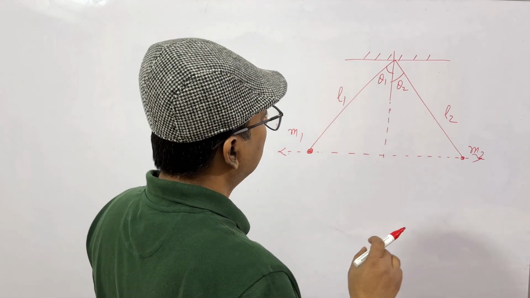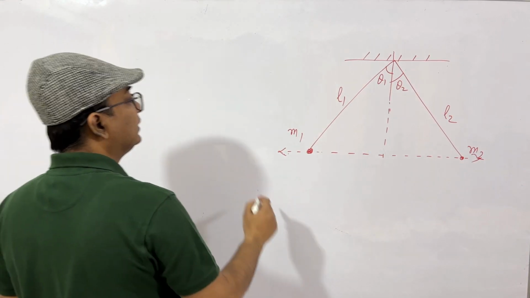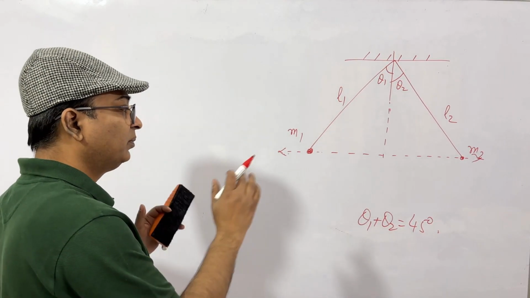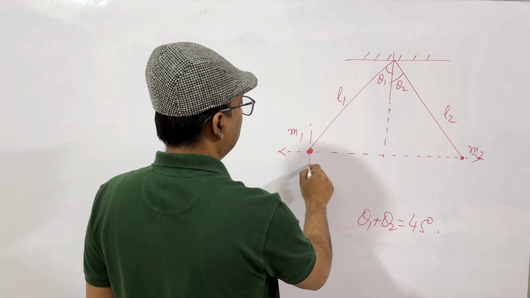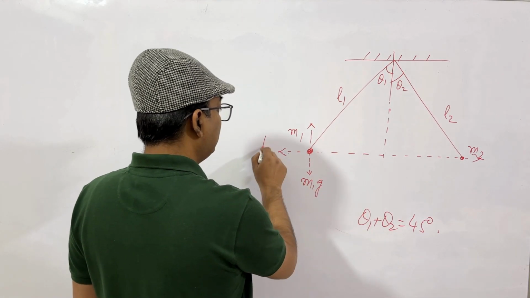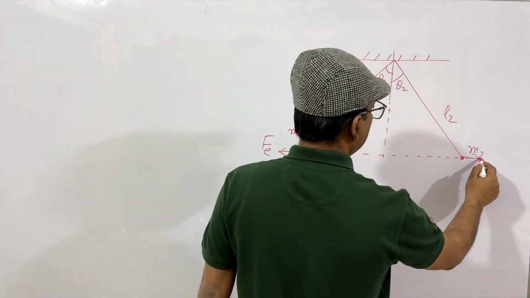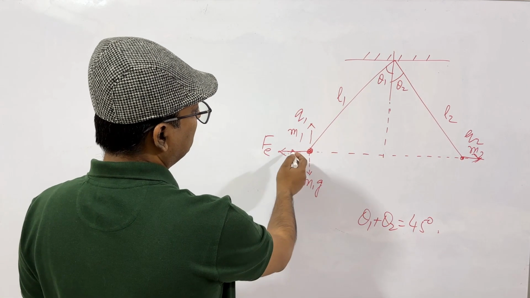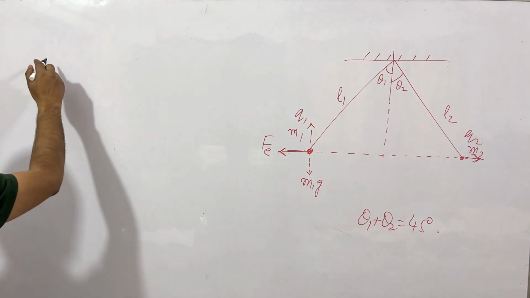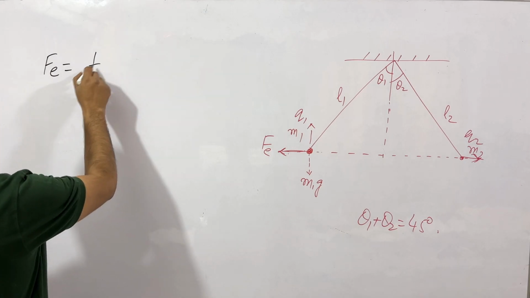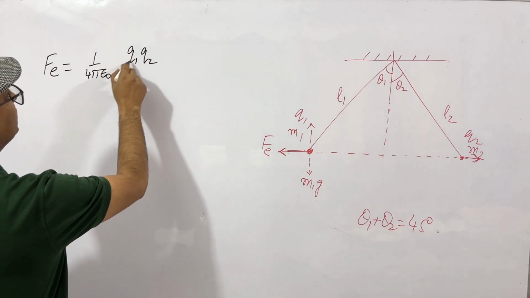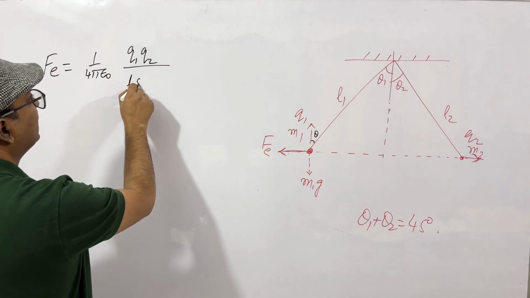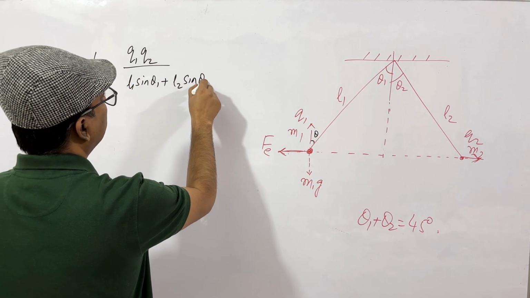How to analyze this situation? The only thing given is that theta 1 plus theta 2 is equal to 45 degrees. You know tan 45 is 1, so we will be using tan of theta 1 plus theta 2. Again, let's say this is M1g. If Fe is to this side, Fe will be to the other side also, so this will be common. The charges are Q1 and Q2. Fe will be 1 by 4 pi epsilon 0, Q1 Q2 divided by the distance square. The distance is L1 sin theta 1 plus L2 sin theta 2, whole square.